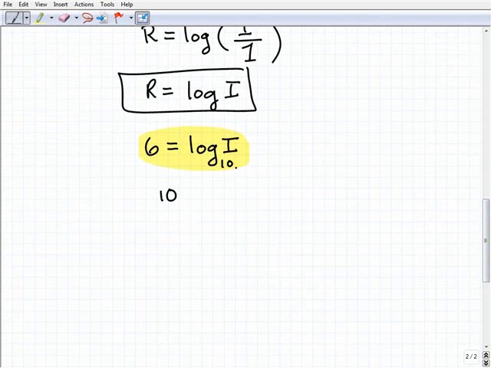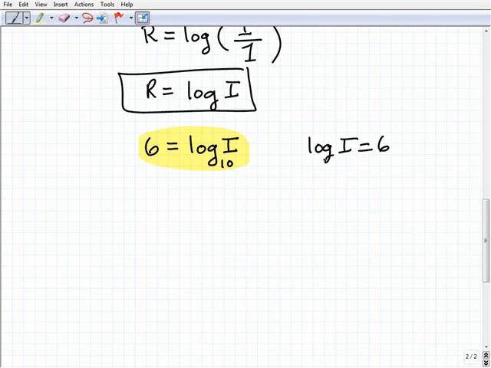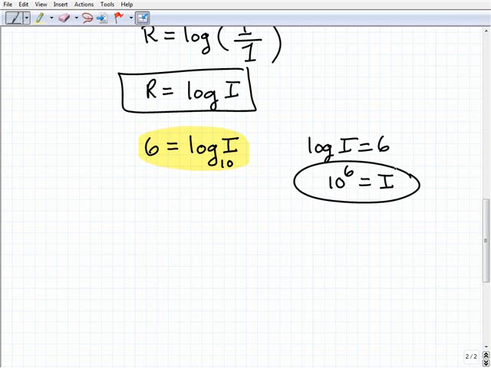Actually, let me write it this way, I think it might be easier to see. Log I equals 6. Now we know that the base here is 10, because this is the common log. The exponent is 6, and the answer is I. So the intensity of a 6.0 magnitude earthquake on the Richter scale is 10 to the 6th power. I'm just going to leave my answer as 10 to the 6th.